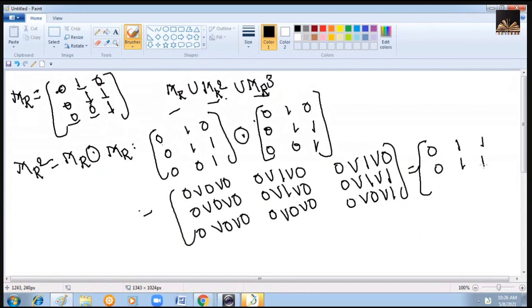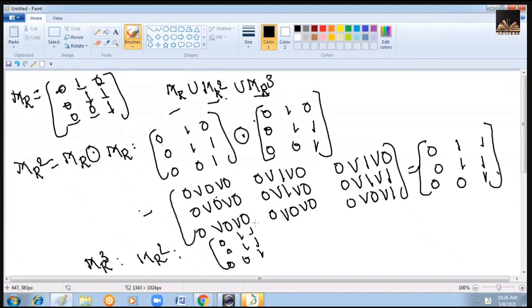0, 1, 1. 0, 0, 1. Right? This is MR2. Similarly, what you have to do, you need to calculate MR3. MR3 is, take the result of MR2. That is 0, 1, 1, 0, 1, 1, 0, 0, 1. Now this is to be multiplied with MR. MR is 0, 1, 0, 0, 1, 1, 0, 0, 1.